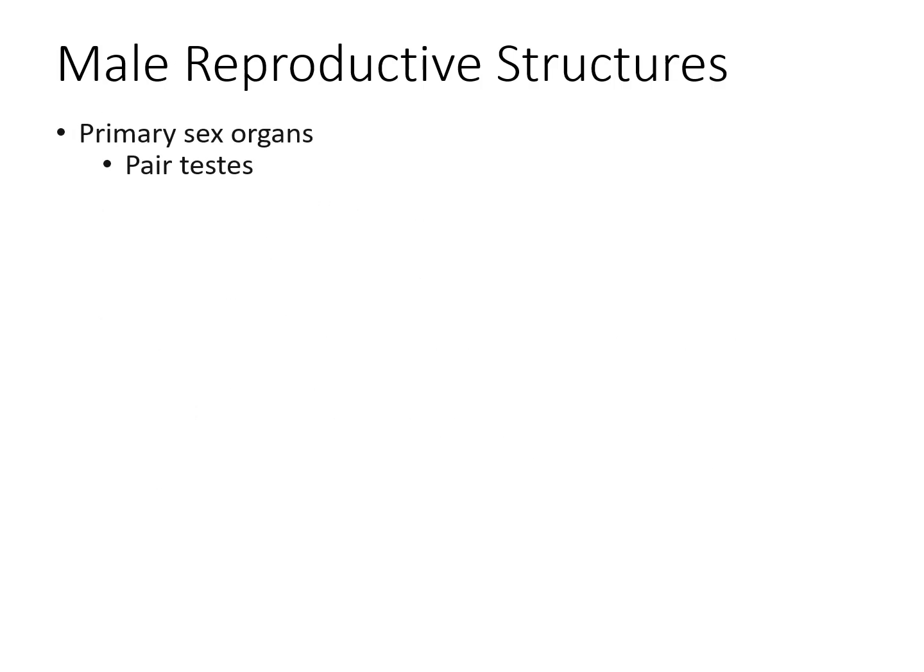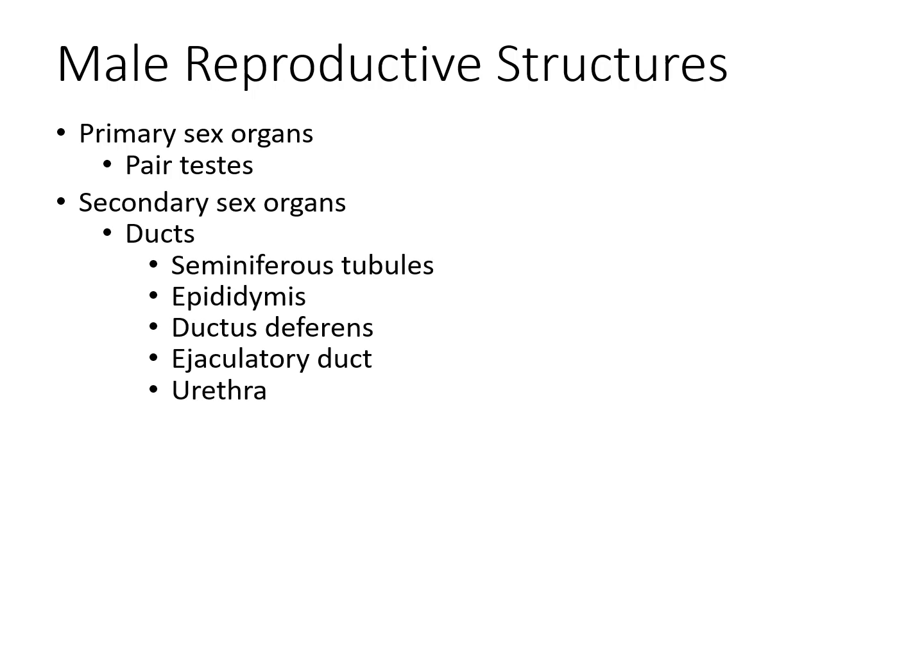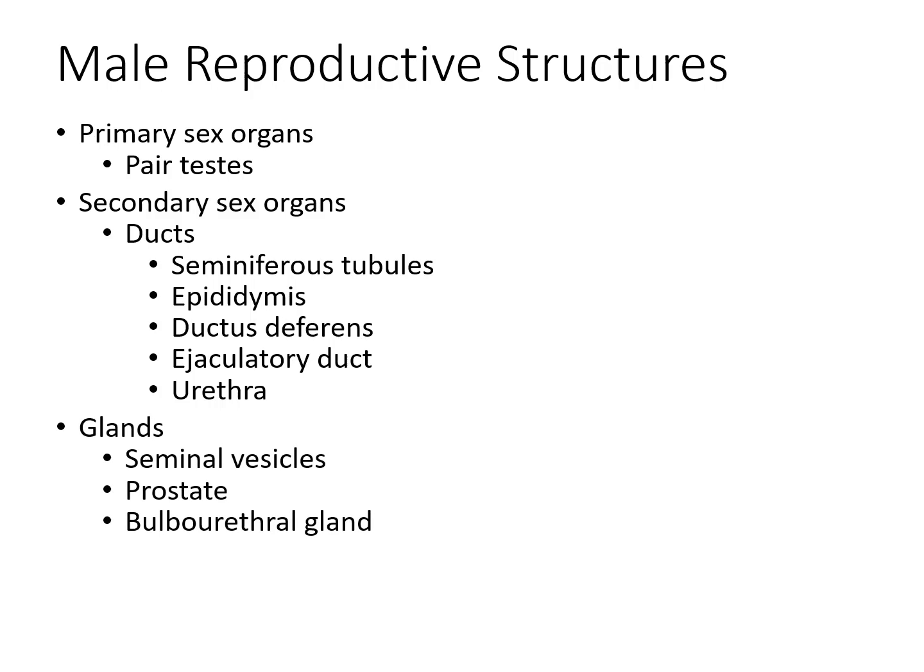So as far as the male is concerned, we can break this down into a number of subcategories. There are the primary sex organs, and this would be the paired testes, both the right and the left. We have the secondary sex organs, which are a series of ducts or tubes. And this would be the seminiferous tubules, and we'll talk about those today. The epididymis, the ductus deferens, the ejaculatory duct, and then the urethra. The third component of the male reproductive structures will be the various glands, and these will be the seminal vesicles, the prostate gland, and then the bulbourethral gland.